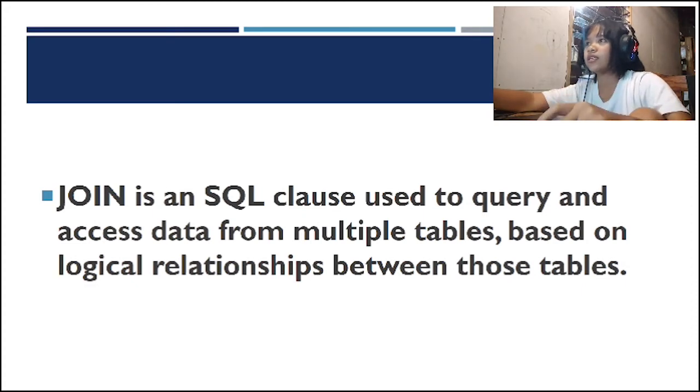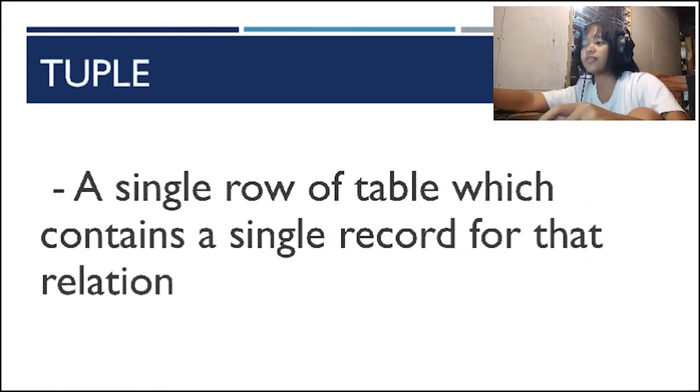Equijoin is a join where the only comparison operator used is equal or equivalence. It is a special case of conditional join, and as the values of two attributes will be equal in the result of an equijoin, only one attribute will appear in the result.